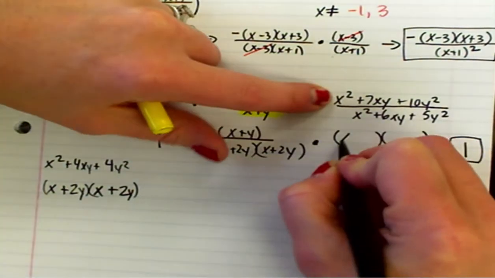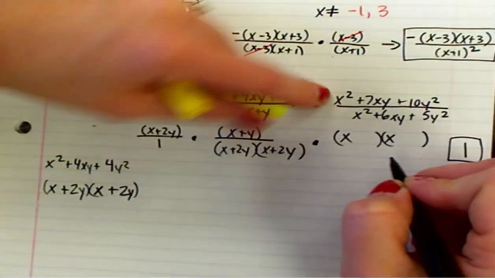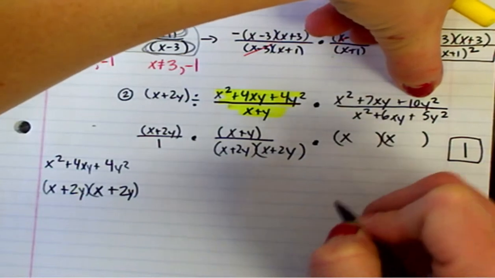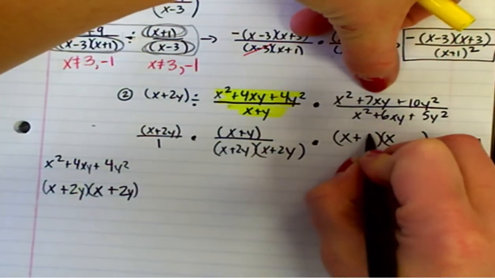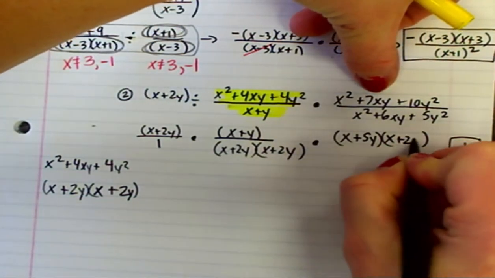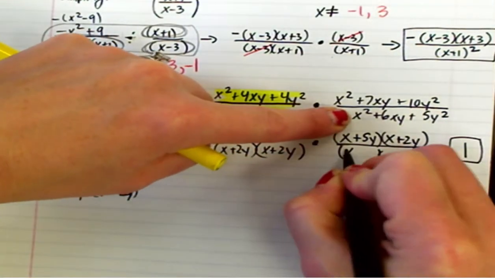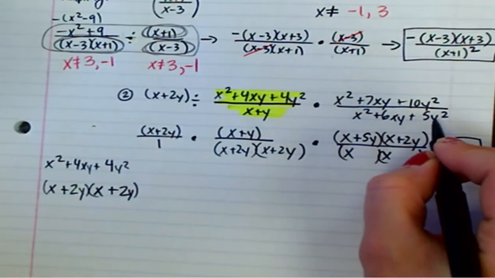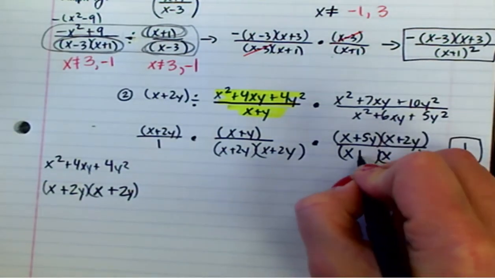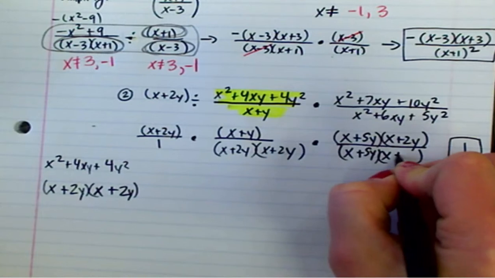Okay, multiply to x squared. Multiply to 10, add to 7. Okay, multiply to x squared. Multiply to 5y squared, add to 6.